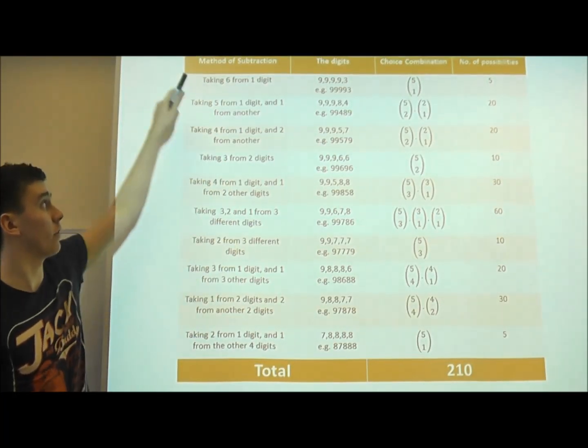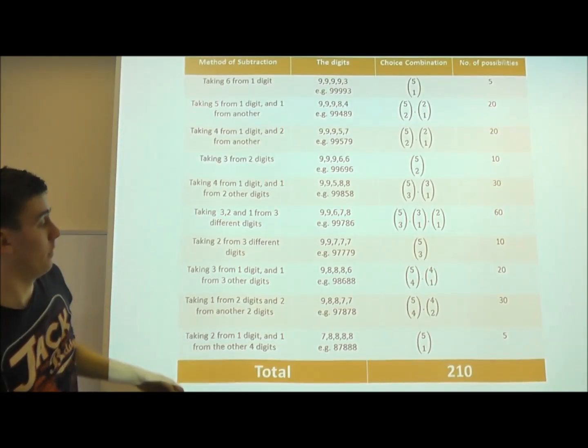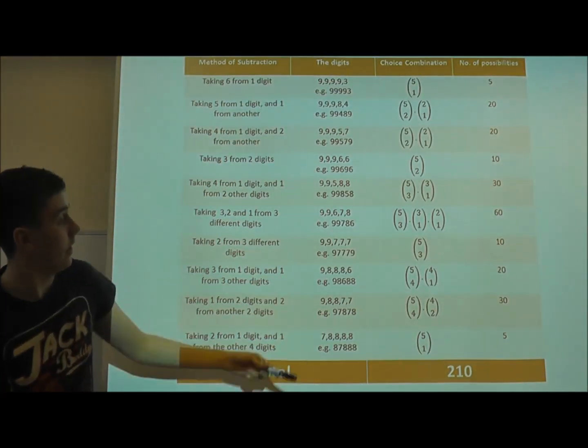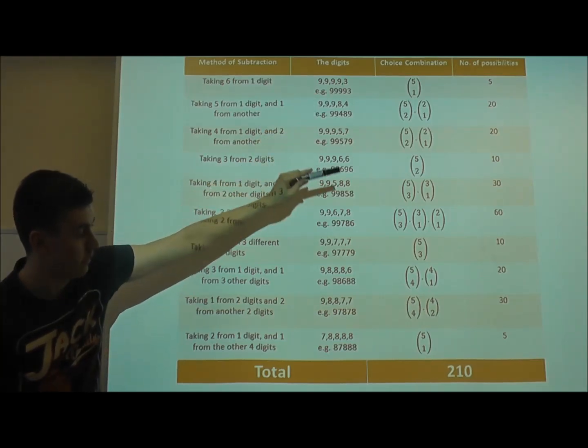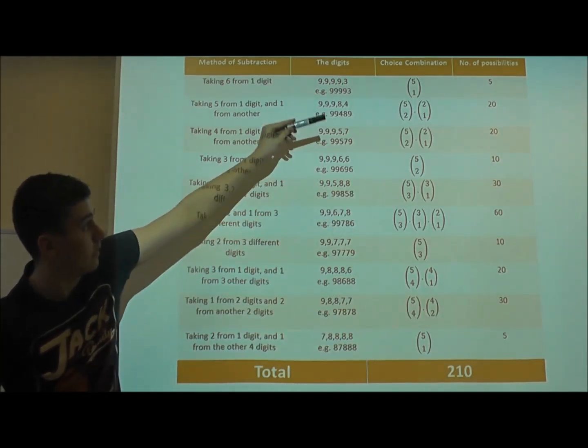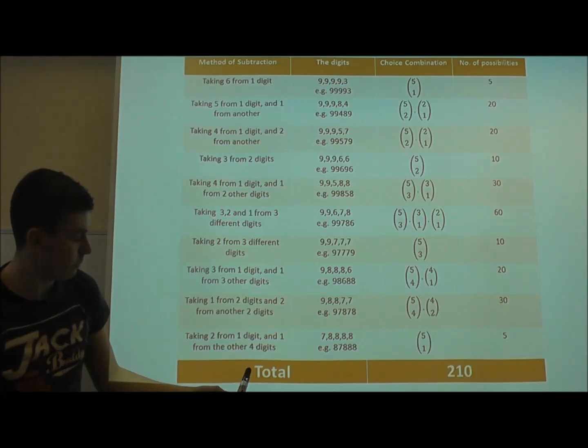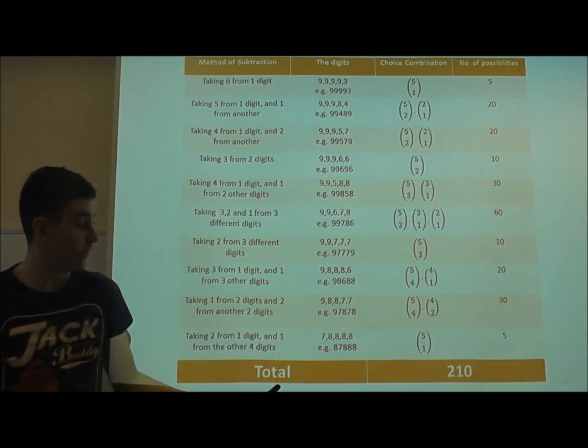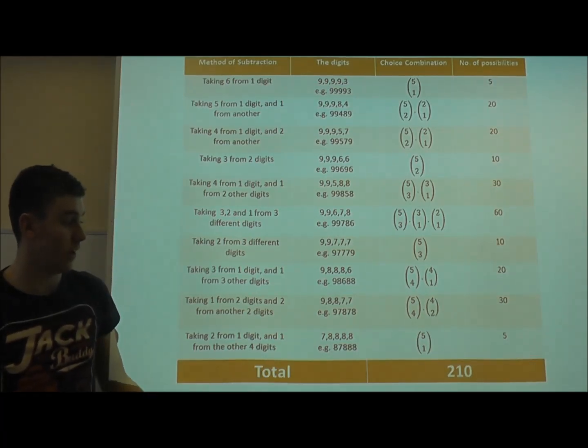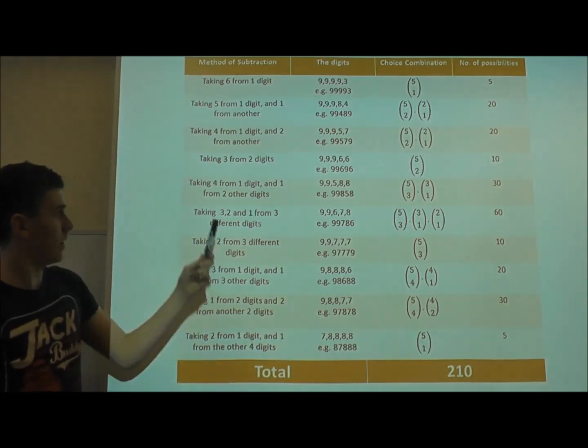Now, this table has got all the possible cases that we had before, and the digits we're left with, and then the combinations that we have to use to get the totals. These are the totals, and then the total possible number of 5-digit numbers whose digits sum to 39 is 210. I'll let you just process this.